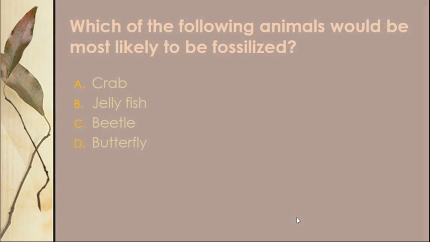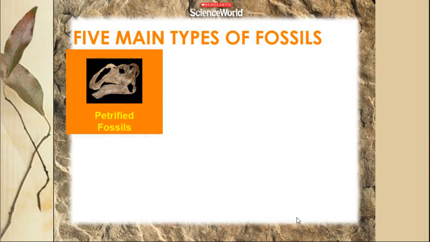Okay, so which of the following animals would be most likely to be fossilized? A crab, a jellyfish, a beetle, or a butterfly? Well, going on the hard parts thing, that would be the crab. Jellyfish, imprint maybe. Beetle, it's got a little bit of an exoskeleton, but it's fairly brittle. Butterfly, same thing. Okay, might get an imprint, but crab would be the one that would be most likely to be fossilized.